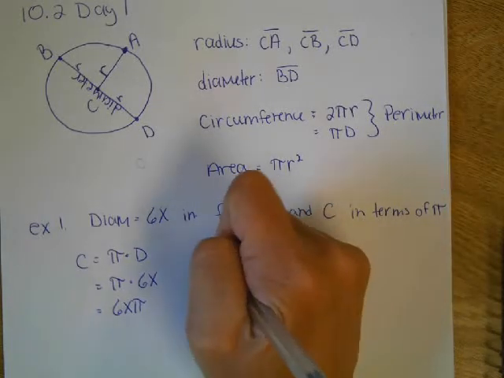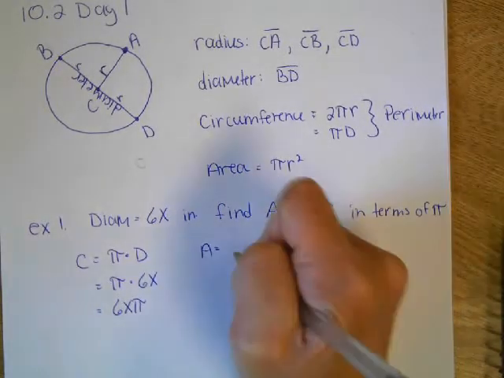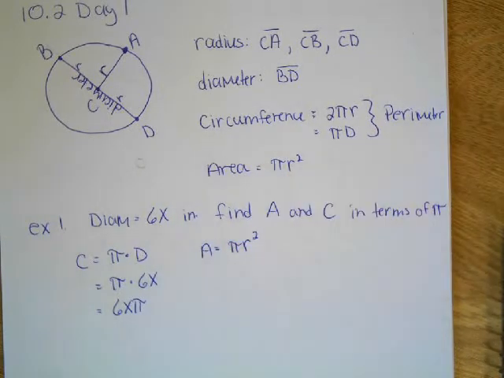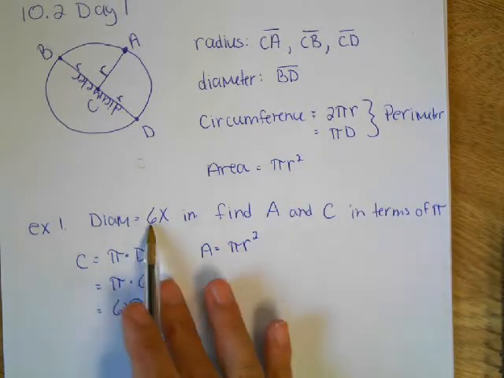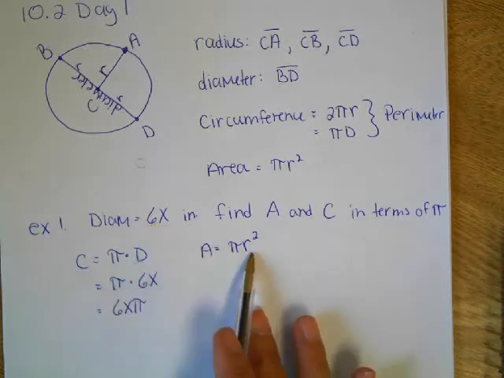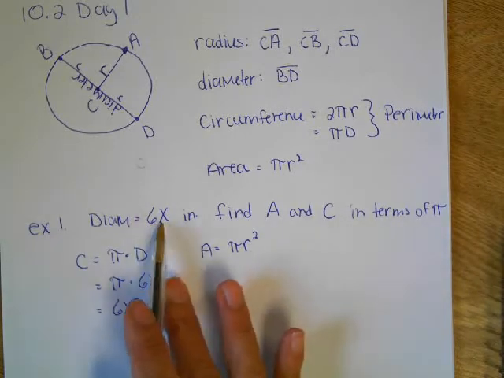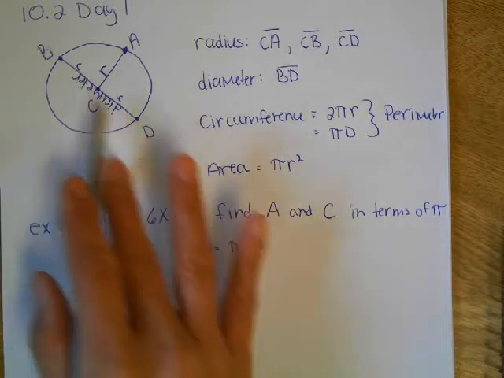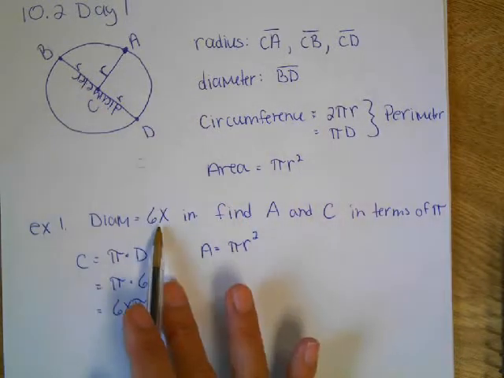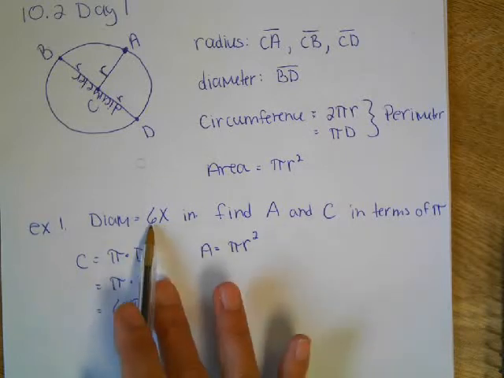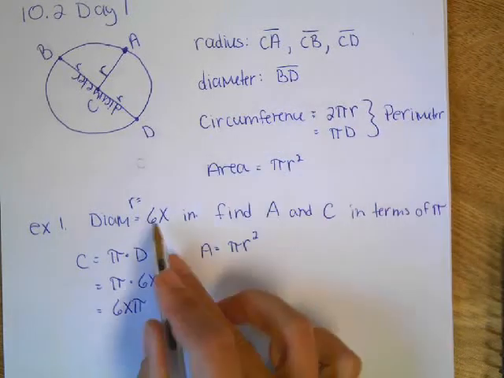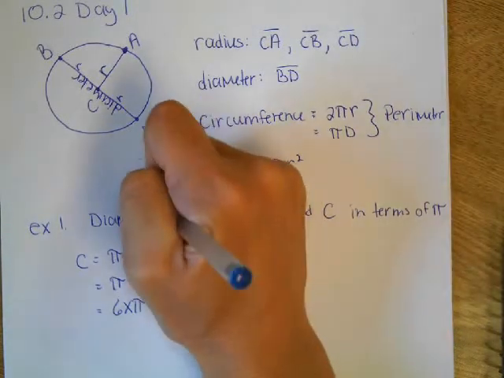Now the area, our formula is pi times the radius squared. So notice I gave you the diameter. We need to know the radius, so you just have to know the relationship between diameter and radius. Well, a diameter is 2 radius lengths, so all I've got to do is just cut this in half. So if the diameter is 6x, that means the radius is going to be half of that, or 3x.